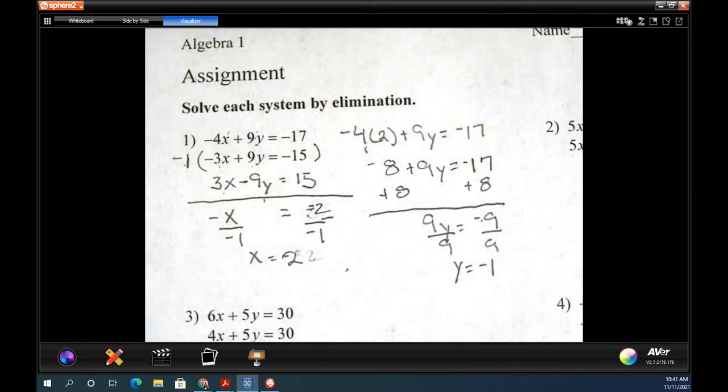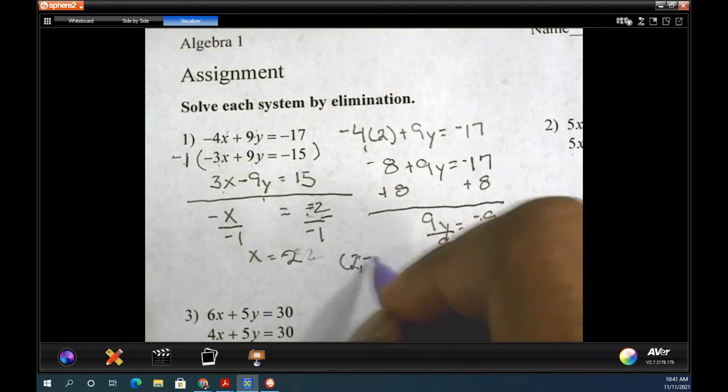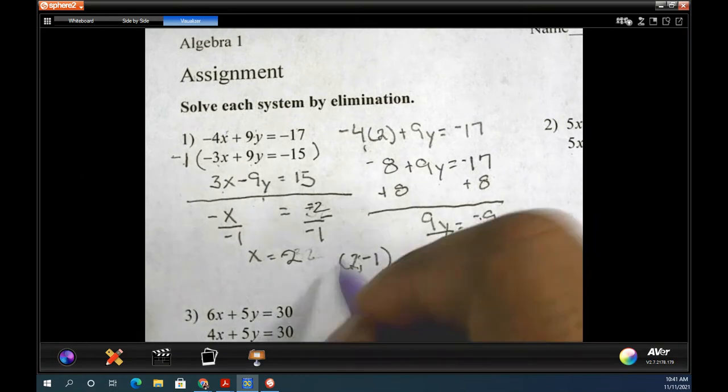So what's the answer? What's the solution to this system? Yep. 2, negative 1. There's your answer.